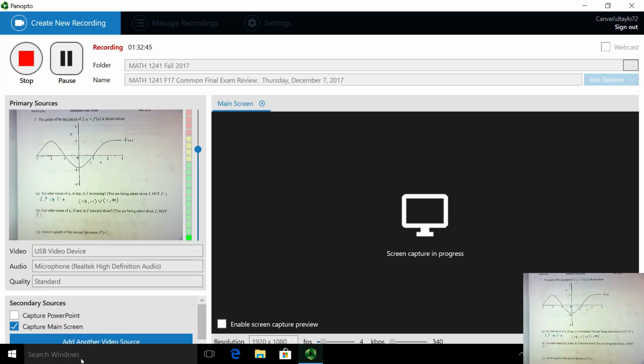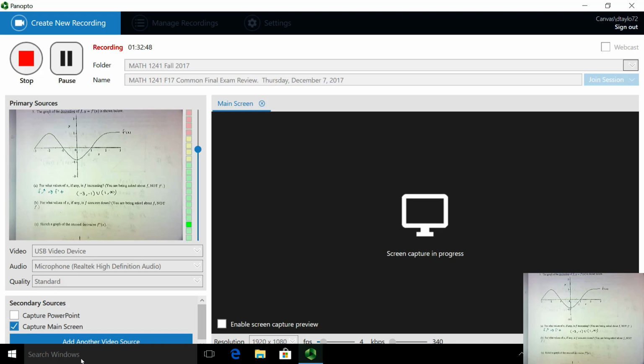Number B says: for what values of x, if any, is f concave down? If the original function f is concave down, we know concavity deals with the second derivative, so that means the second derivative is negative. And when the second derivative is negative, what does that tell me about the first derivative? The first derivative is decreasing.